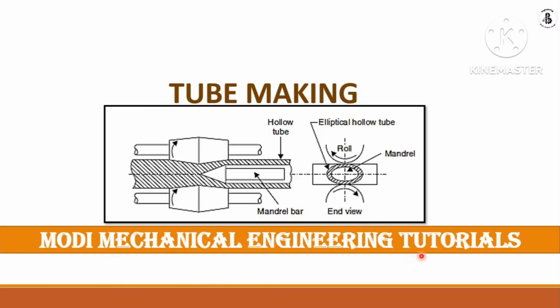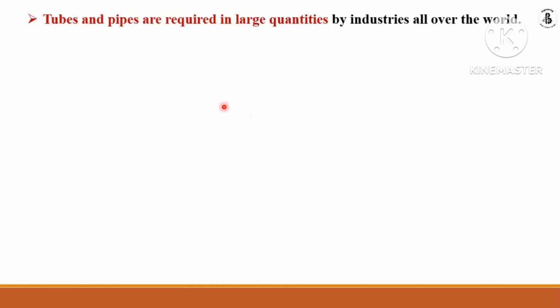In this video, I would like to explain the tube making process. Basically, tubes have wide applications in the field of engineering. So let us start with the theory. Tubes, or you can say pipes, are required in large quantities by industries all over the world, because tubes and pipes are used for transferring liquid or gaseous substances from one place to another, and they have wide applications.